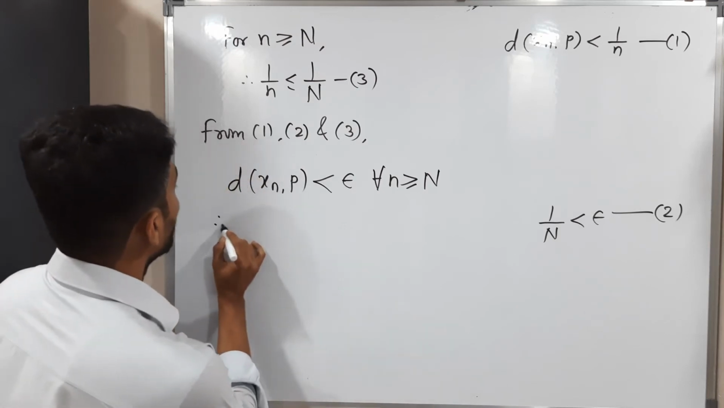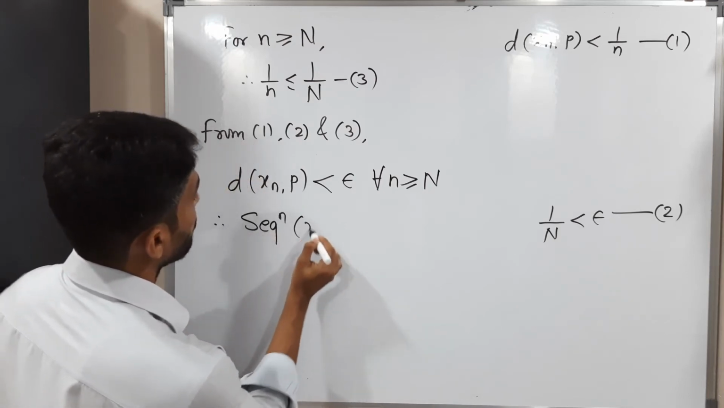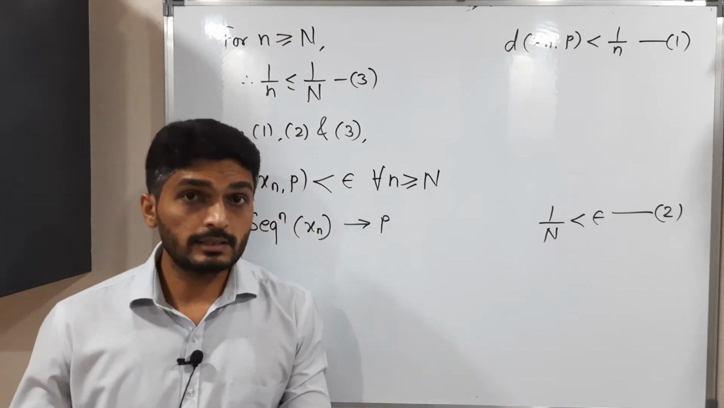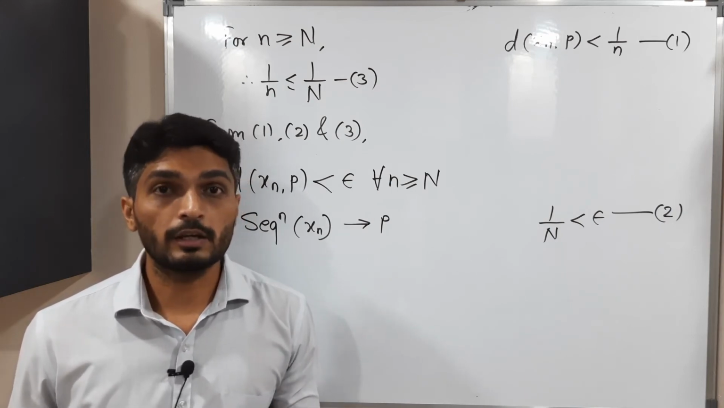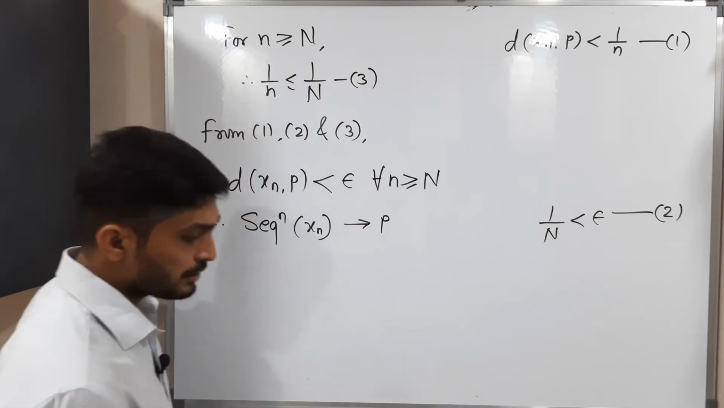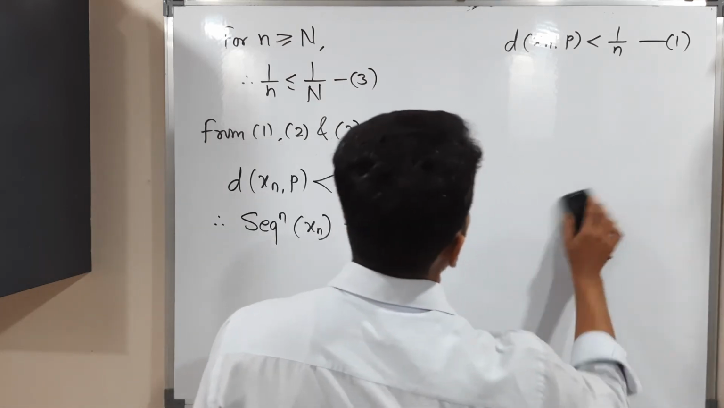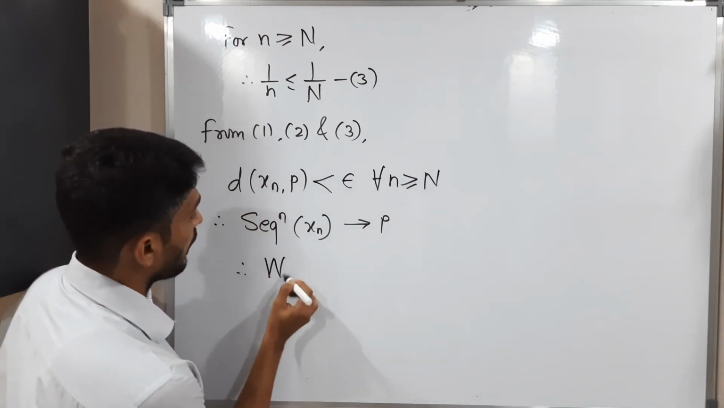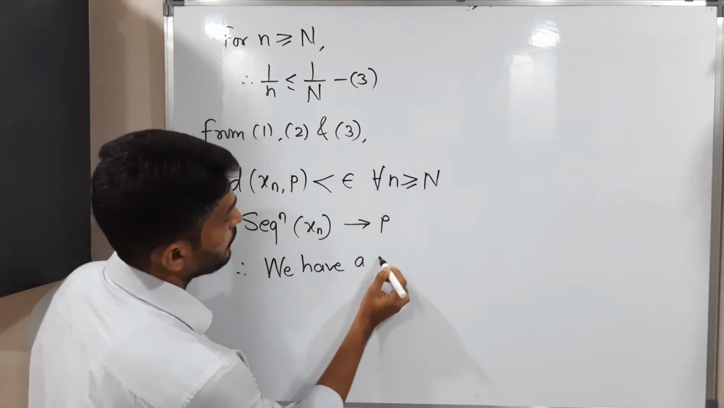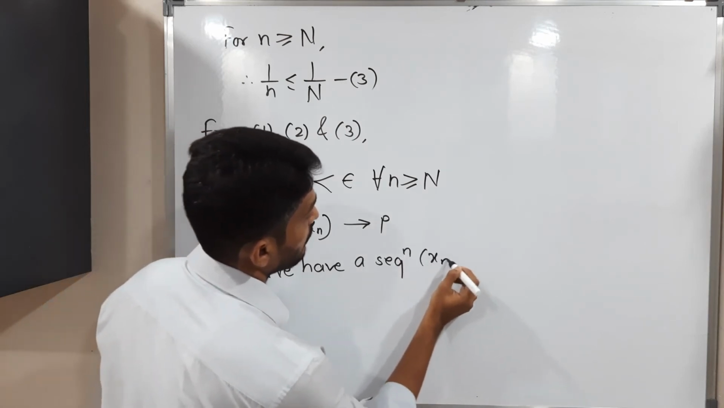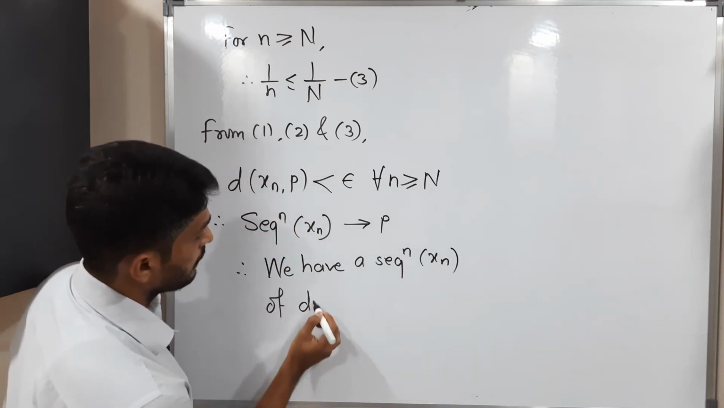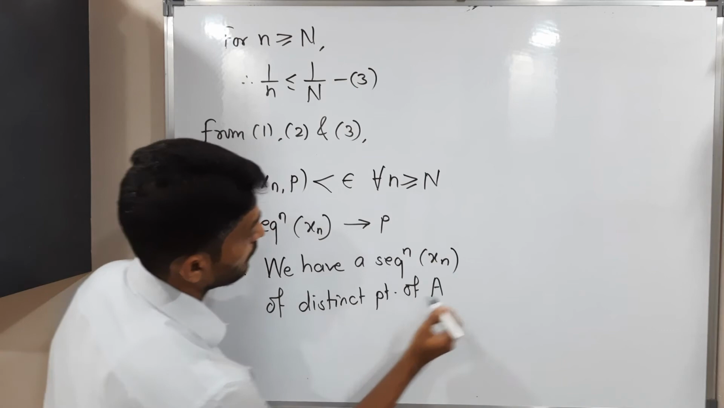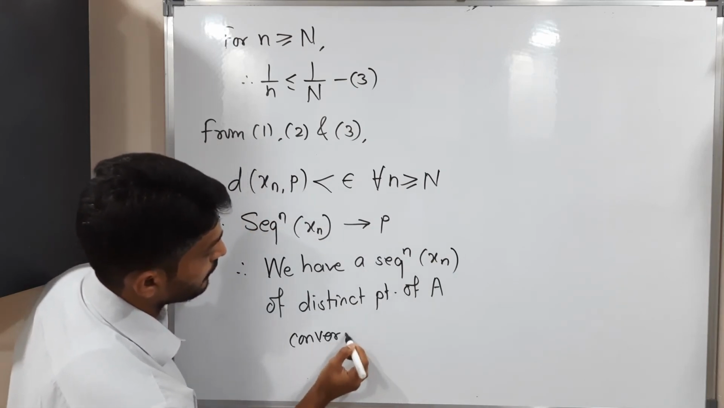Therefore the sequence xn converges to p. Here xn is a sequence of distinct points of A which is converging to p. So therefore we have a sequence xn of distinct points of A converging to P.